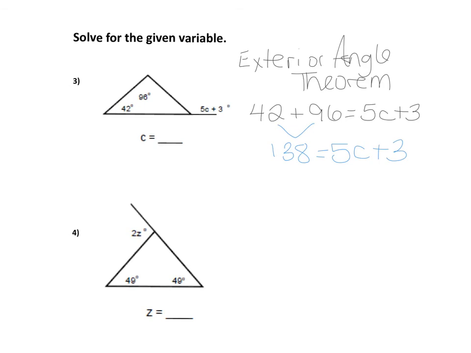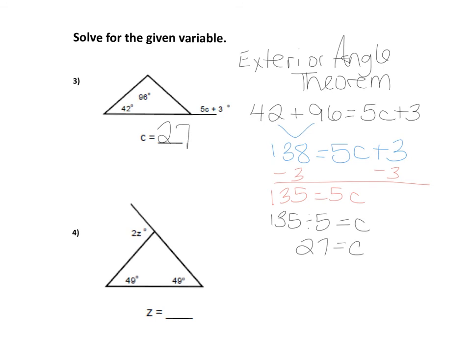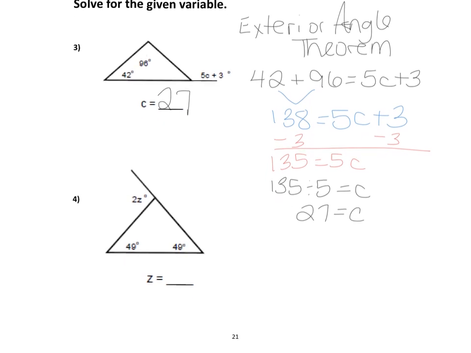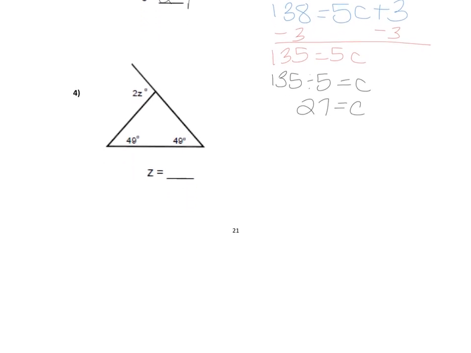We're going to make a 0 pair with 3 and take it away from both sides. And we divide 135 divided by 5 to get that C is 27. Now, we weren't asked to calculate the value of the angle. We could be, but we weren't. We were just asked to solve for the given variable, and we end up with 27.